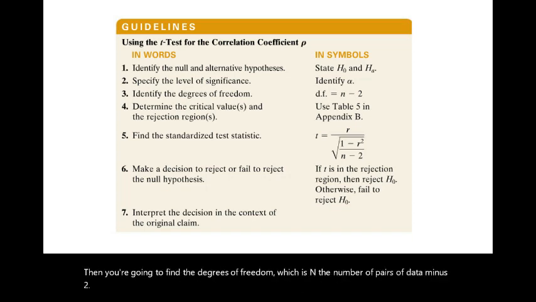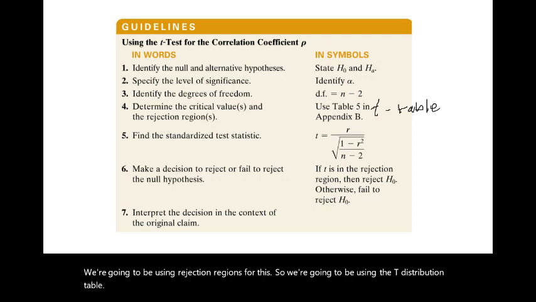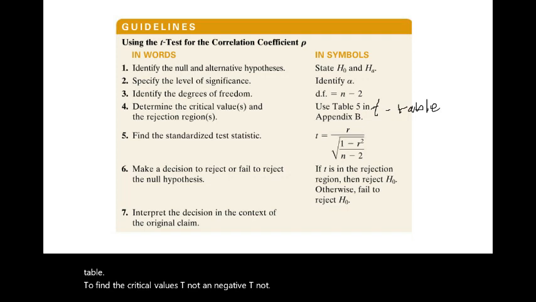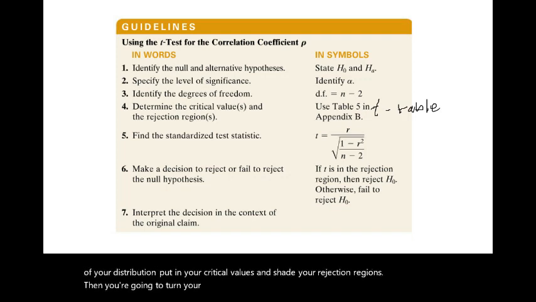We're going to be using rejection regions for this. So we're going to be using the t-distribution table to find the critical values t0 and negative t0 that go with your alpha and n minus 2 degrees of freedom. You're then going to draw a sketch of your distribution, put in your critical values, and shade your rejection regions. Then you're going to turn your sample correlation coefficient R into a t-score using this formula. Then you're going to put your t-score on your distribution and make your decision.